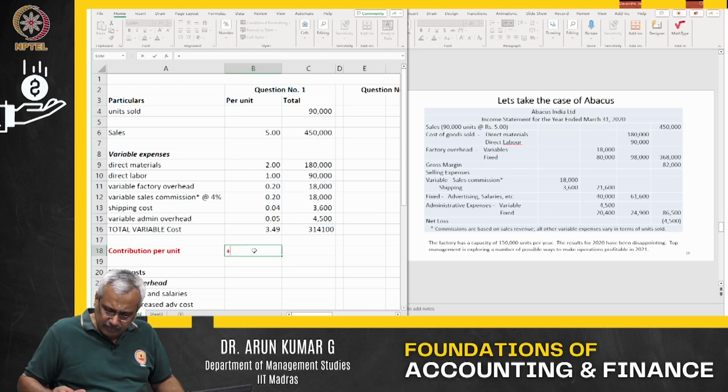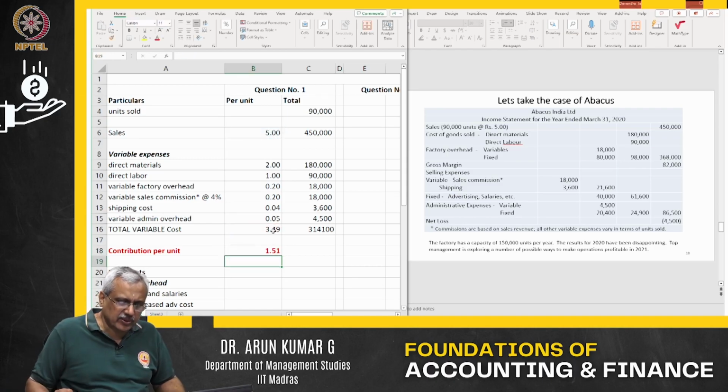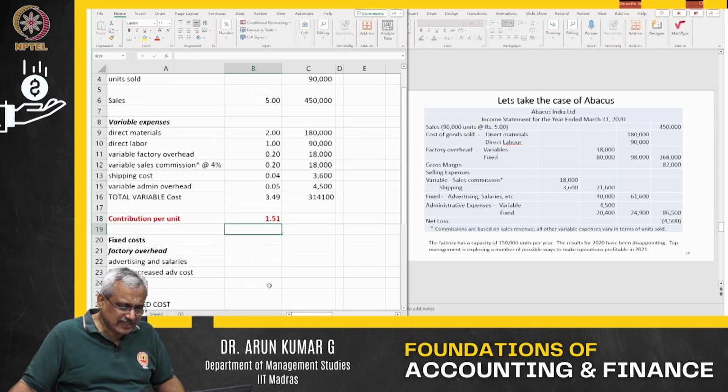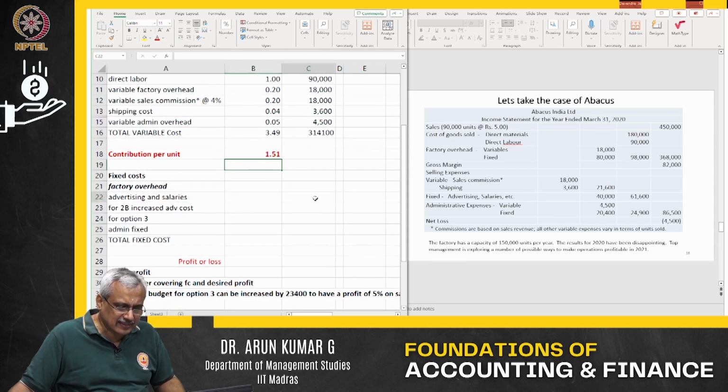So, what is the contribution per unit? Contribution per unit is $5 minus the total variable cost. This is what is going to be the contribution per unit. Now, I have a series of fixed costs out there. That is, let us start with advertising and salaries, about 40,000.